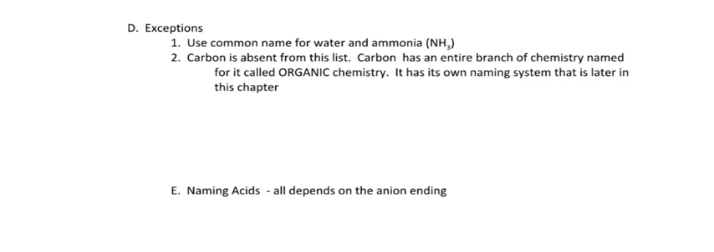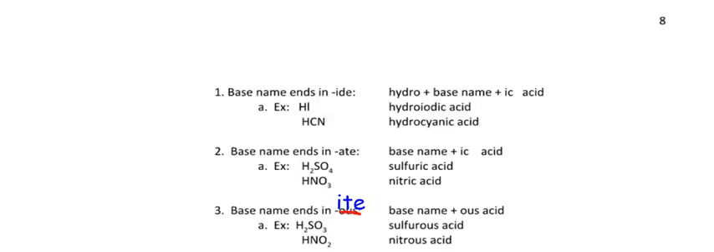So the last section here is naming acids. And again, this depends on the anion. You still have to know your anions. You still have to know your polyatomic ions, okay? So let's go to the next page. If your base name ends in "ide", you end up with hydro, base name, ic acid. For example, cover up the H, you have I, which is iodide. So it becomes hydroiodic acid. Here is another example. Cover up the H, you have cyanide, so it becomes hydrocyanic acid.